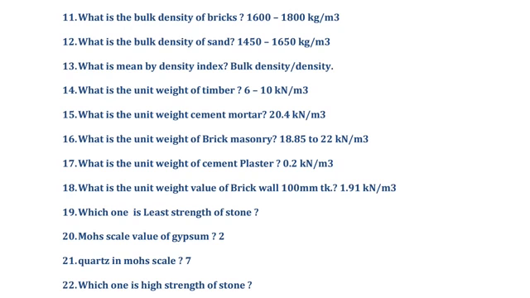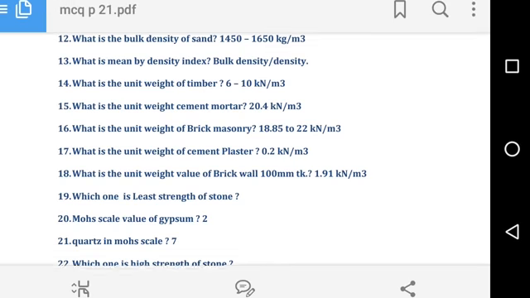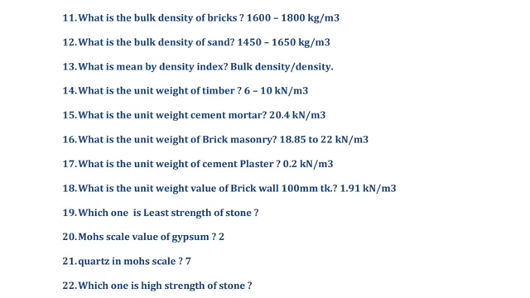And the 14th one, what is the unit weight of timber? Unit weight of timber is 6 to 10 kilonewton per meter cube. And what is the unit weight of cement mortar? 20.4 kilonewton per meter cube. And the 16th one, what is the unit weight of brick masonry? 18.85 to 22 kilonewton per meter cube. And the 17th one, what is the unit weight of cement plaster? 0.2 kilonewton per meter cube. And the 18th one, what is the unit weight of brick wall for 100 mm thick, not 200 mm, 100 mm thick? Its value is 1.91 kilonewton per meter cube.